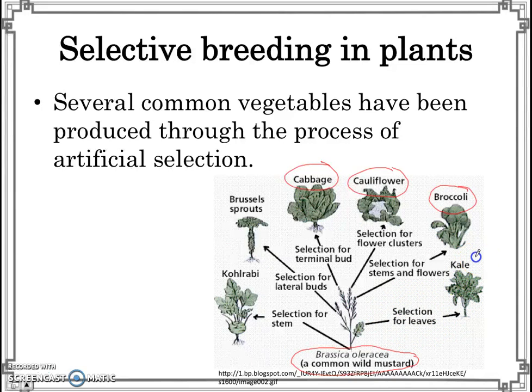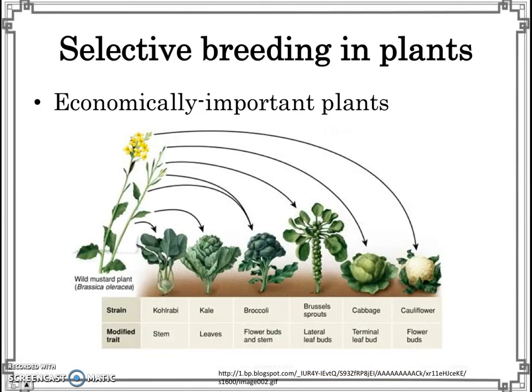So for example, here's our wild mustard, and if I select for wild mustard plants with more and more leaves, I get a vegetable called kale. If I select for wild mustard plants with big flower clusters, then eventually I will get cauliflower. If I select for mustard plants with what we call the stems and flowers, then eventually I get broccoli. Right? And that's how you get different common vegetables from that same original plant through artificial selection. Right, so here's another picture showing that same example of broccoli and cabbage produced through artificial selection.